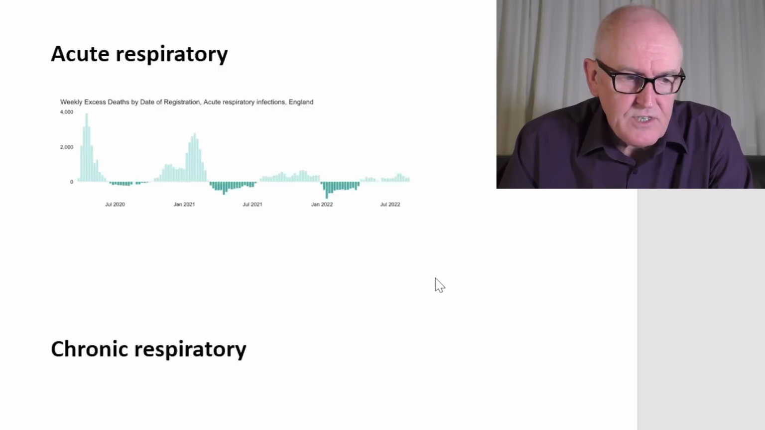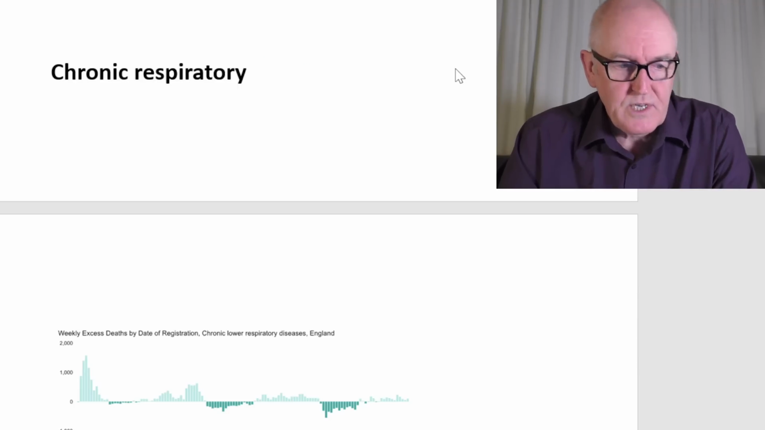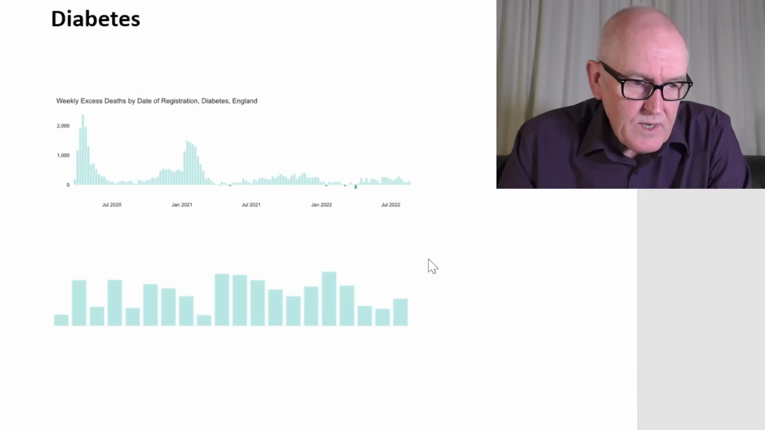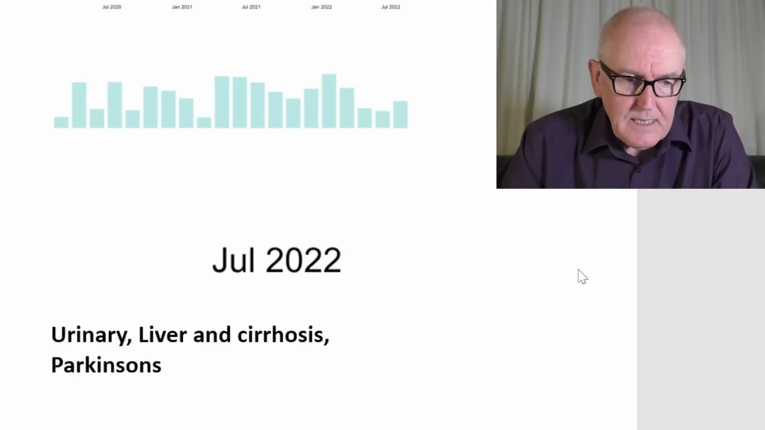Acute respiratory conditions, well, we are seeing more deaths from acute respiratory conditions. Chronic respiratory conditions, we are seeing more. Diabetes, we are seeing more. This is the blow up of the graph for diabetes. We are seeing higher deaths from diabetes than we would expect. So there's excess deaths across the age range, and there's excess deaths across the different sorts of pathology range as well. And we've only highlighted a few of them here, otherwise this video will go on for a long time.